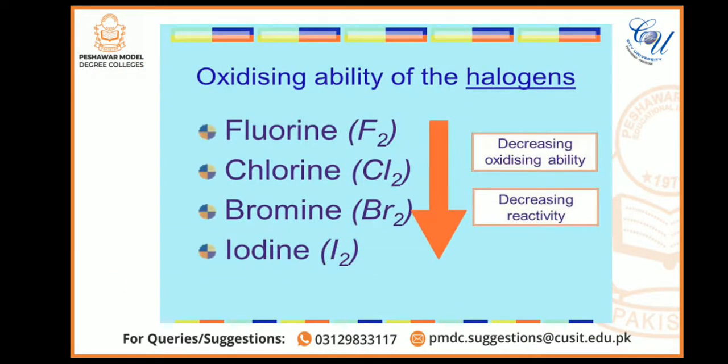Here you can see the trend of the oxidizing ability of the halogens, that down the group oxidizing ability is decreasing and also decreasing its reactivity. It means that fluorine is the strongest oxidizing agent.